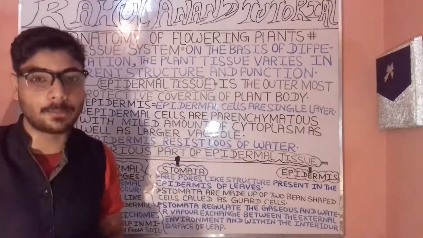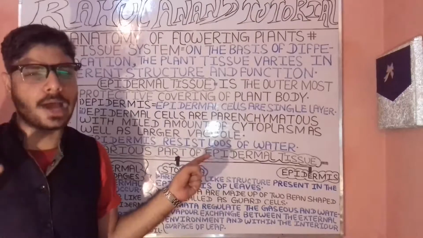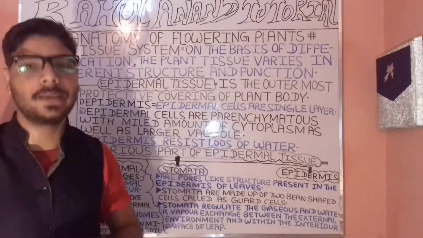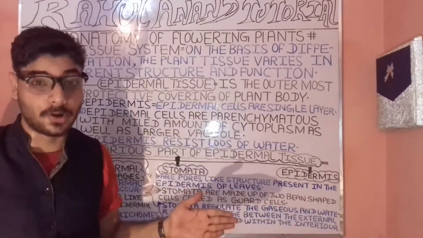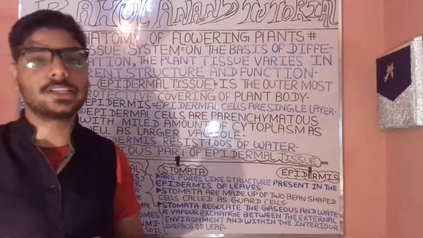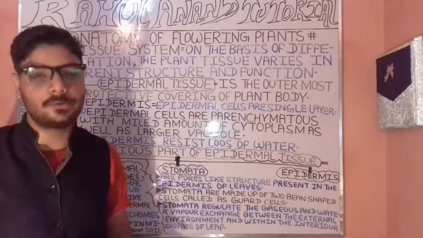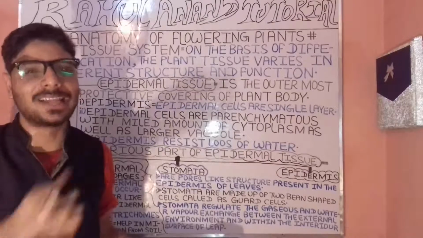As well as when we are talking about the epidermal tissue, it is often further divided into three broad categories. These are the epidermal appendages, then we have the stomata, then we have the epidermis.